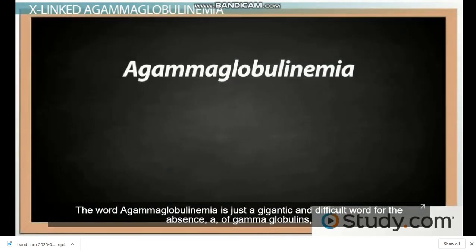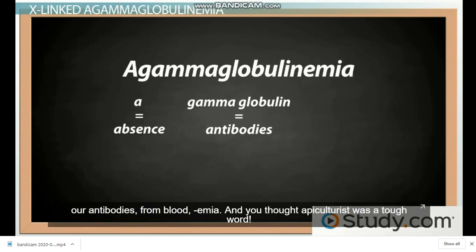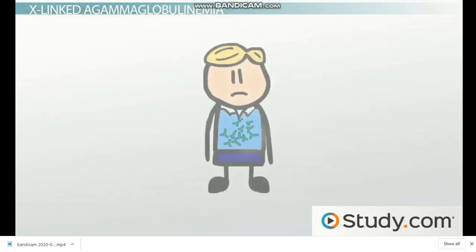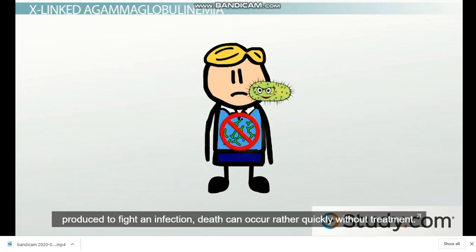The word agammaglobulinemia is just a gigantic and difficult word for the absence, A, of gamma globulins, or antibodies, from the blood, emia. And you thought apiculturist was a tough word. I'm sure you can imagine the consequences of something like agammaglobulinemia. If there are no antibodies produced to fight an infection, death can occur rather quickly without treatment.